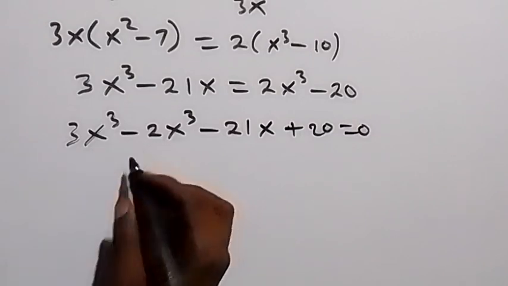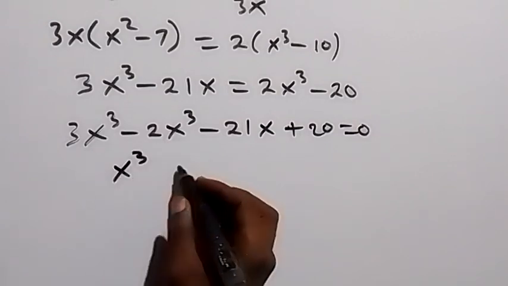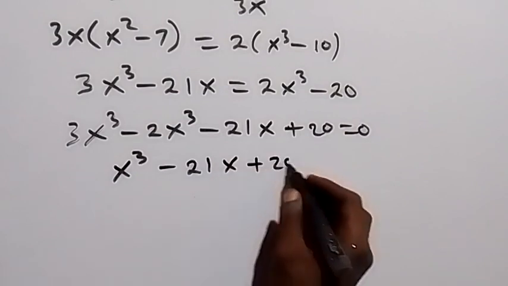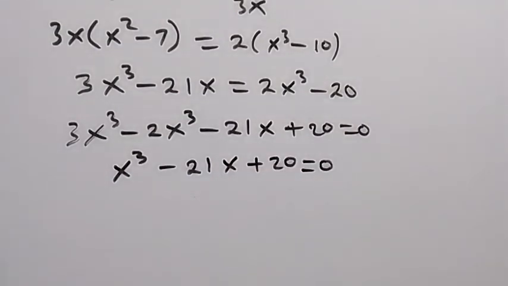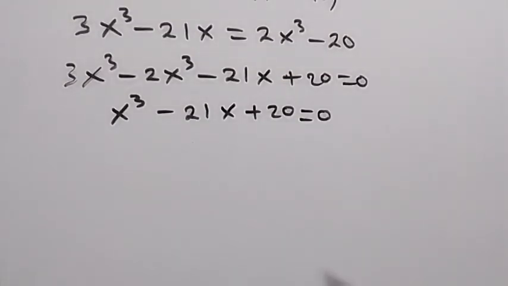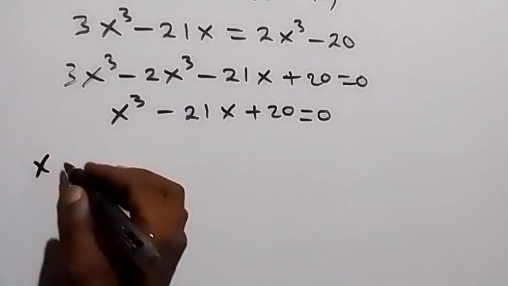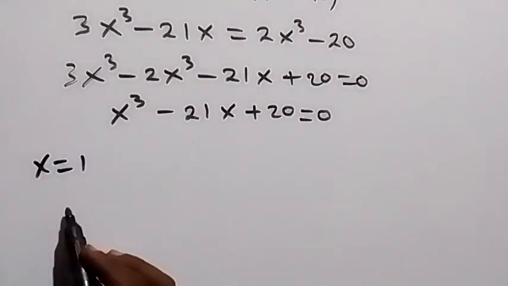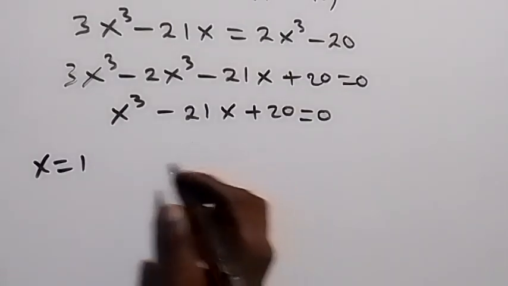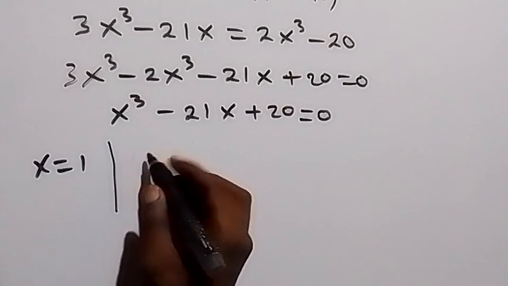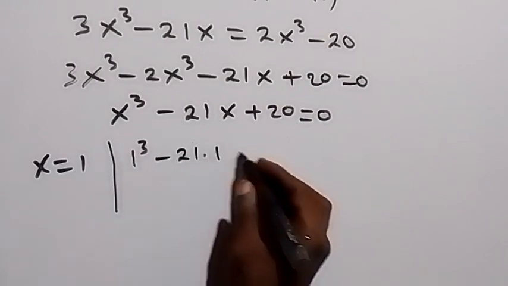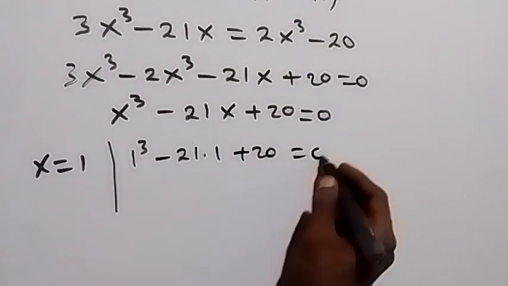From here, this remains x cubed minus 21x plus 20 equals 0. This is a cubic equation, and we can get one of the factors by inspection. So when we put x equals 1, is 1 a root of this polynomial? When we put 1 for x, that's 1 raised to power 3 minus 21 times 1 plus 20. Is this equal to 0?